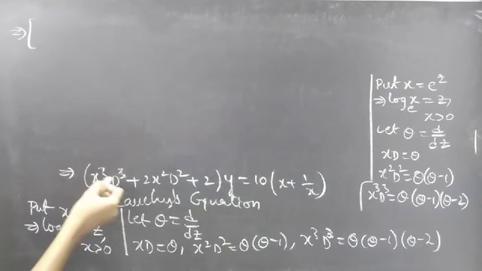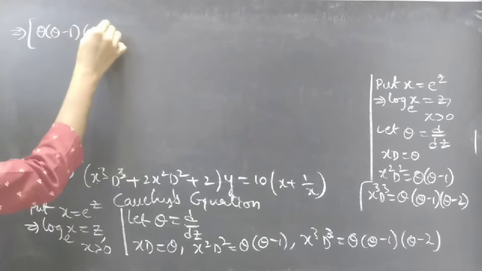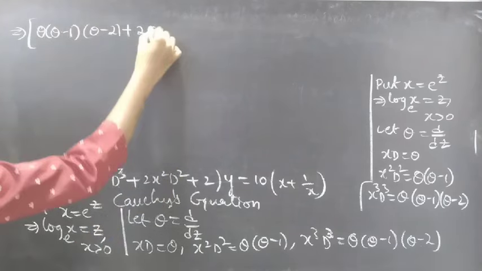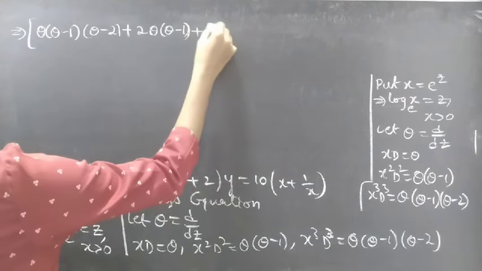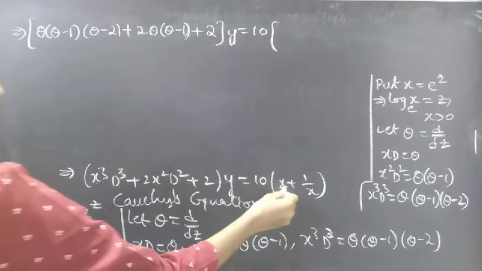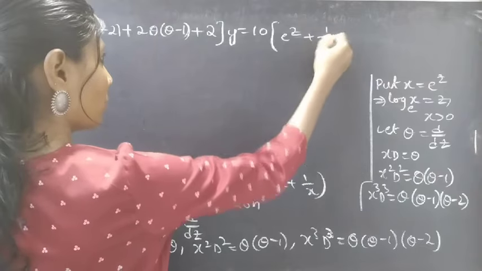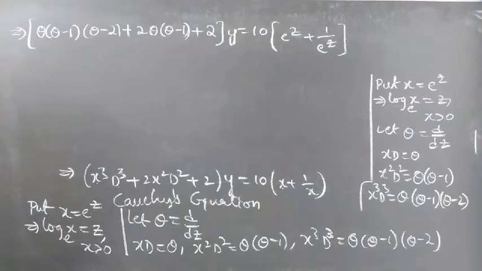x cube D cube. Replace x cube D cube by theta of theta minus 1 into theta minus 2, plus 2 into, replace x square D square by theta of theta minus 1, plus 2 into y equals 10 times, replace x by e power z, we'll get e power z plus 1 by e power z.